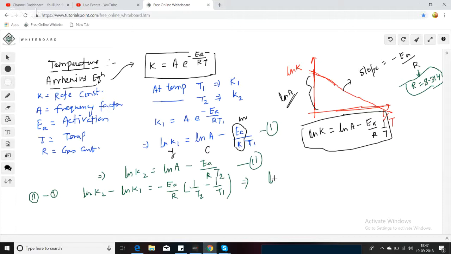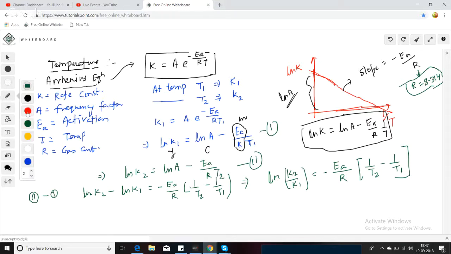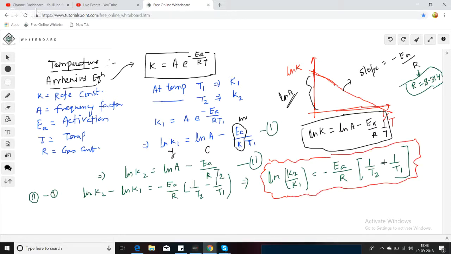So we'll write what? ln K2 by ln K1 is equal to minus EA by R open bracket 1 by T2 minus 1 by T1. This is the relation of the rate constant and temperature. Very useful relation it is. You will have many questions on this in your module also. Must keep in mind. You will have some calculation in this particular type of question, but you have to do it.